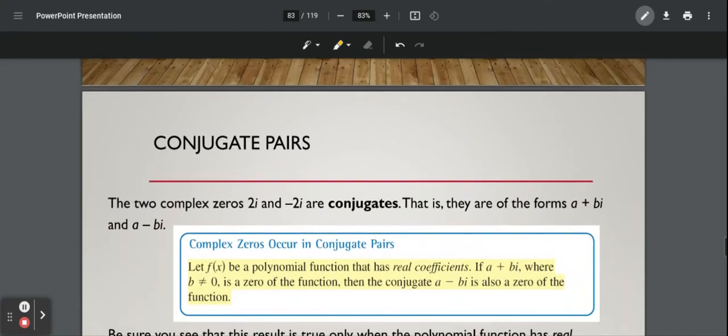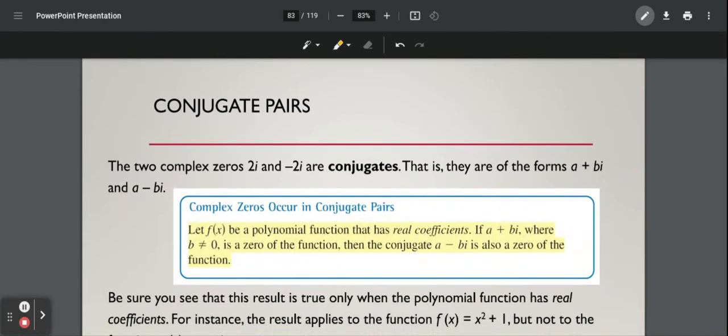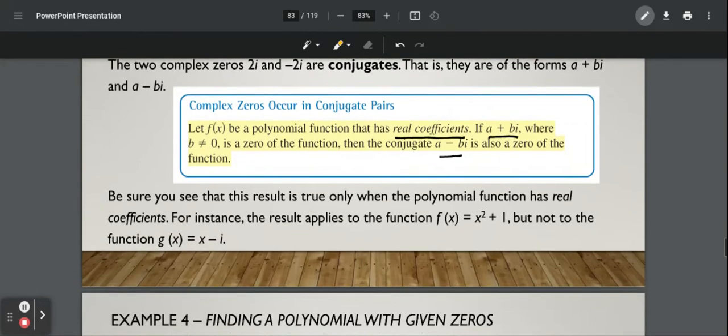Whenever you have a polynomial that has real coefficients, if it has a complex or imaginary zero, so if you have a zero at a plus bi, it will always have its conjugate zero, which would be a minus bi. Because by multiplying those conjugates together, that's how we get rid of that imaginary part, and it only looks like we have those real zeros.